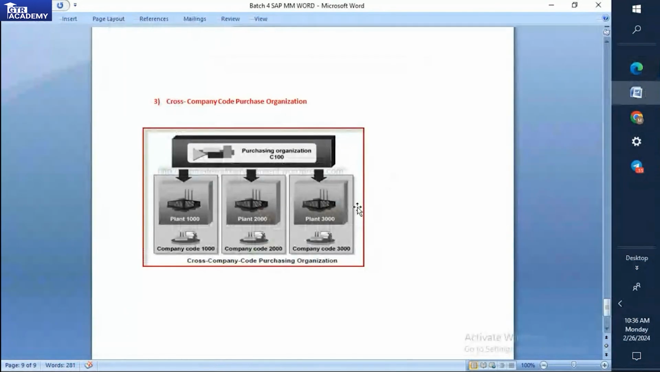Can we just cross company code this organization? Ma'am, I heard, as you mentioned earlier, there will be one company code. Under that, there will be different plants. In this scenario, there are different company codes. Yes. Yeah, I understood your point.